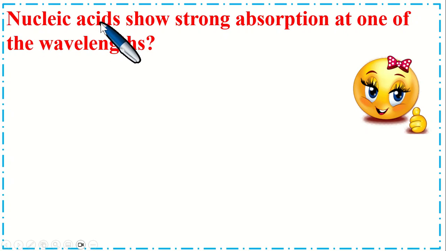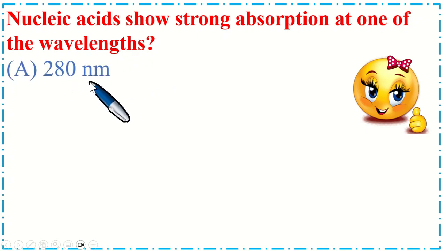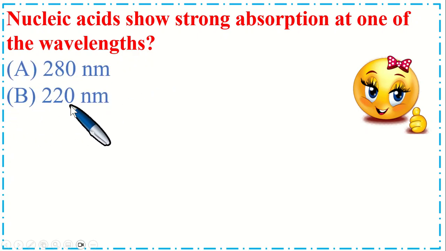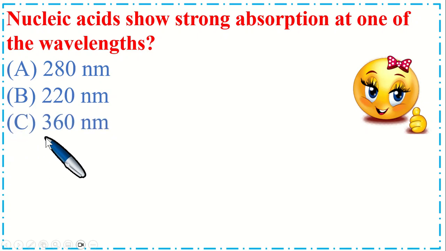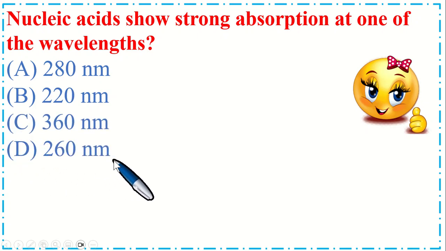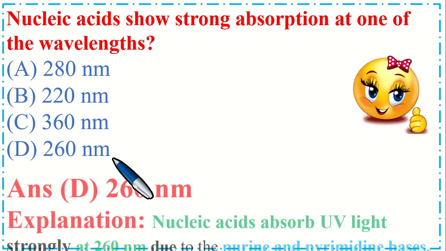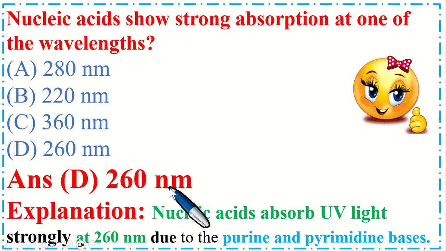Nucleic acids show strong absorption at one of the wavelengths. Option A 280 nanometer, B 220 nanometer, C 360 nanometer, and option D 260 nanometer. So the correct option is D, 260 nanometer. Nucleic acids absorb UV light strongly at 260 nanometer due to the purine and pyrimidine bases.